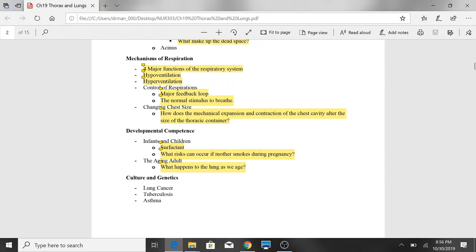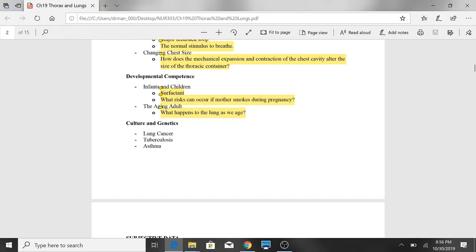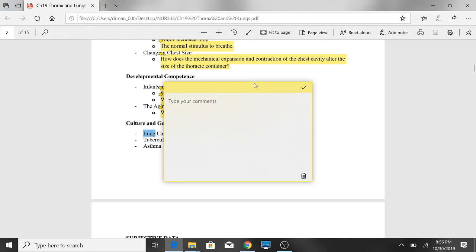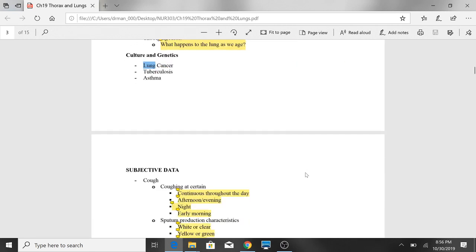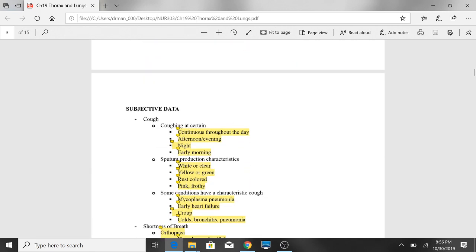So let's look at culture and genetics. The main things that were kind of cool were lung cancer, tuberculosis, and asthma. Moving on to subjective data. This is important. Coughing at certain times of the day: if it continues throughout the day, it's like an acute infection.